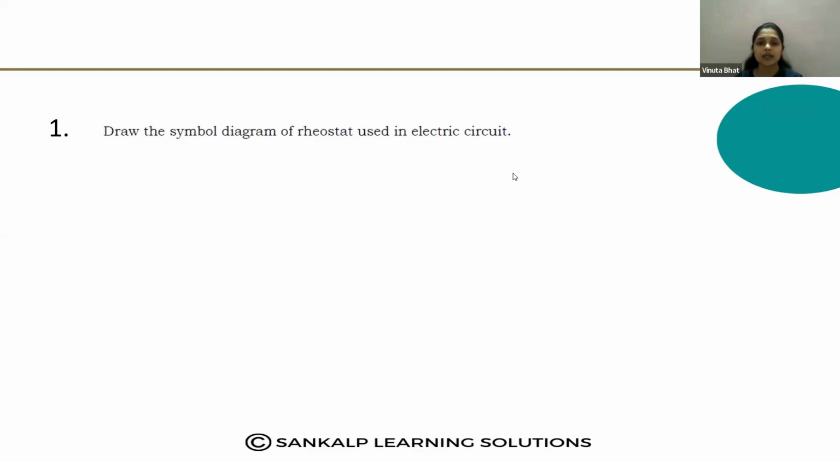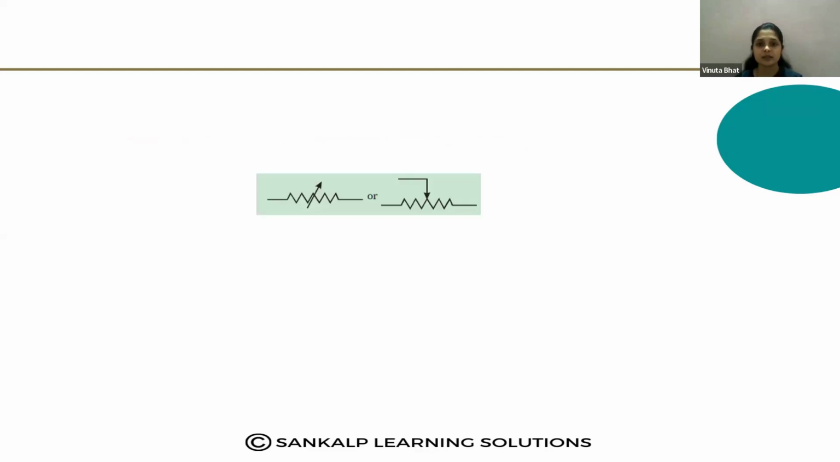Here, how is the rheostat represented? Yes. So, this is the rheostat symbol. That is for the 1 mark question.